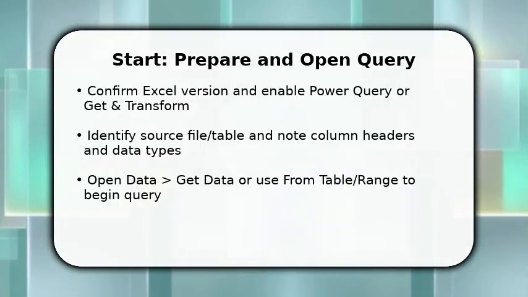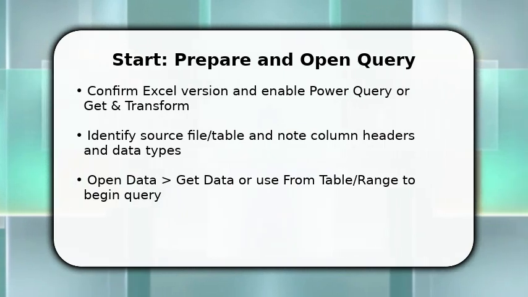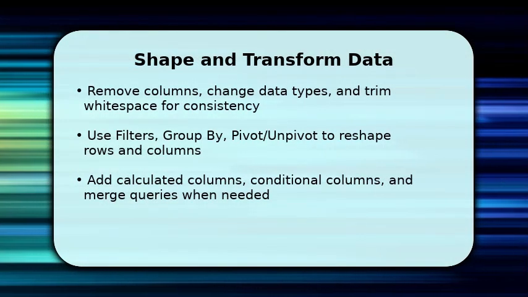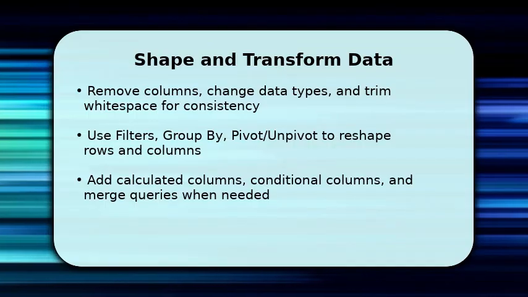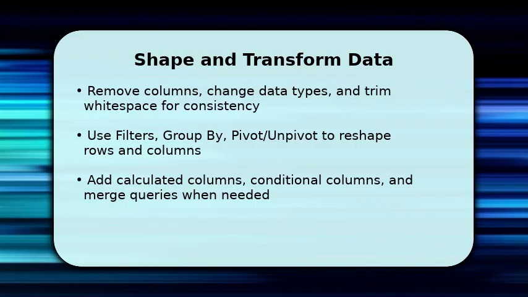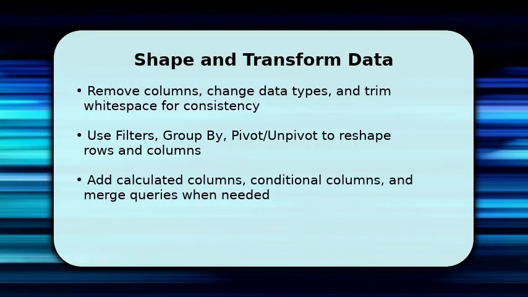Once in the query editor, start shaping data. Remove unused columns, correct data types, and trim whitespace so operations behave predictably. Use filters and sort to isolate records, then group by or pivot/unpivot to change table shape when analyzing aggregates or normalized layouts. If you need external context, merge or append queries to combine tables. Also add calculated or conditional columns to derive new values.